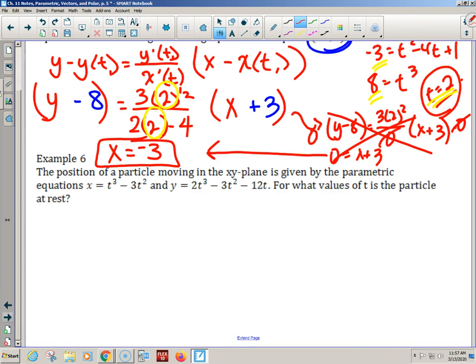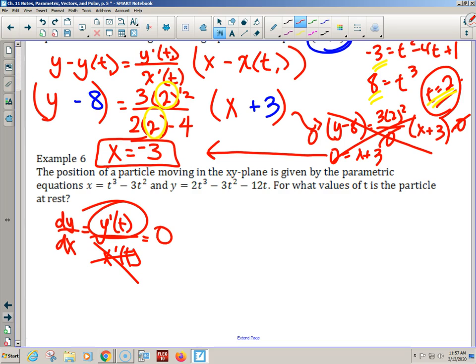But there you go. Okay, but down here, for the particle to be at rest, oh, that's easy. For it to be at rest, what has to equal 0? The rate. Okay, so the rate equals, and Lorenzo just said dy/dx equals 0. Okay, cool. So y prime of t over x prime of t has to equal 0.